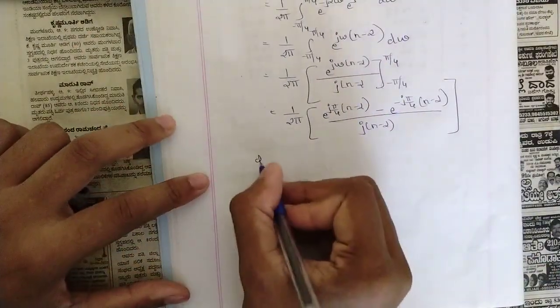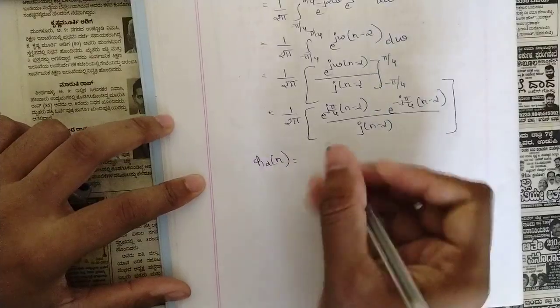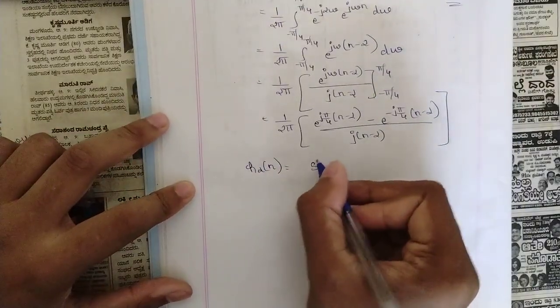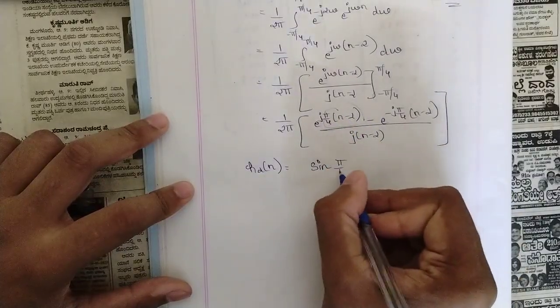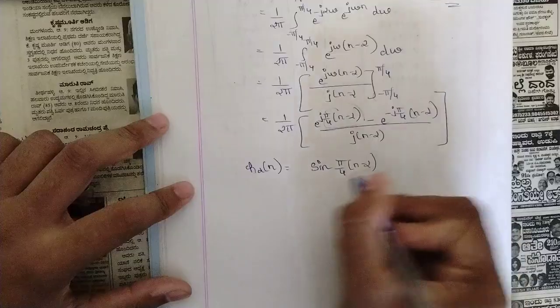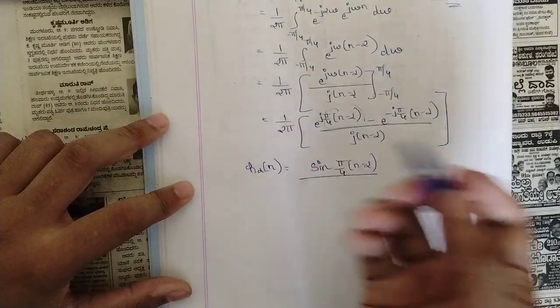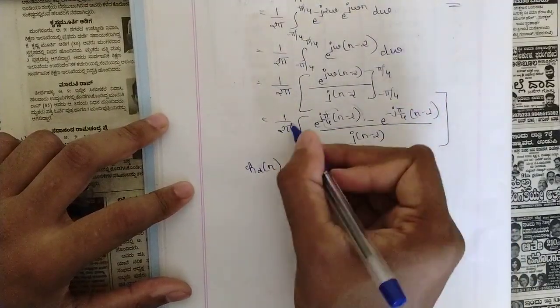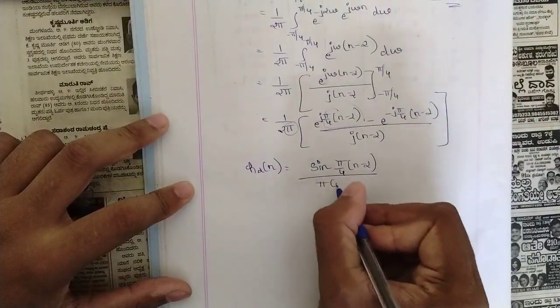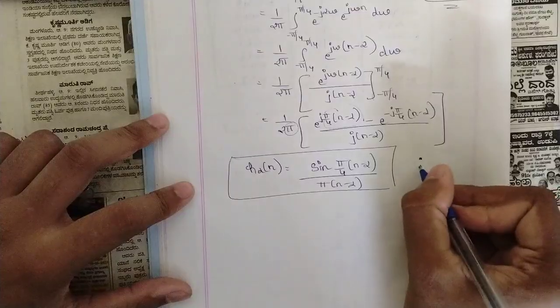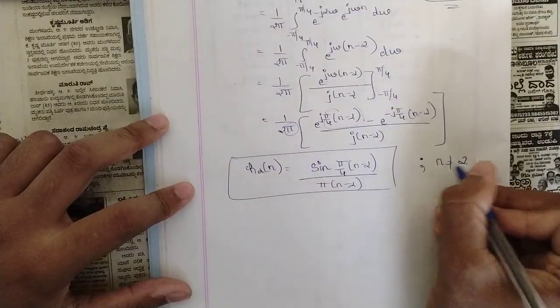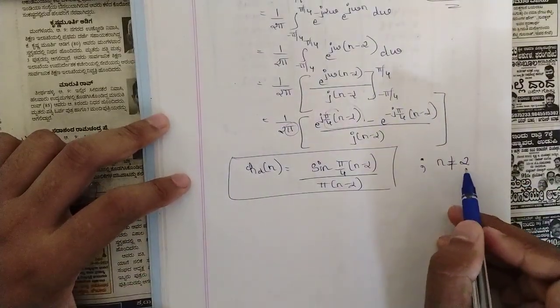Next is the final answer of Hd of n, that is equal to sine theta, where in place of theta we have pi by 4 into (n minus 2), divided by 2j. The remaining terms are pi into (n minus 2). So here we got one value of Hd of n. This value is for n not equal to 2, since in this case the value of alpha is 2.